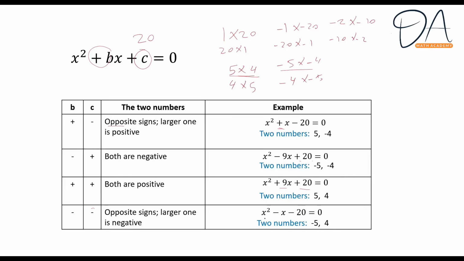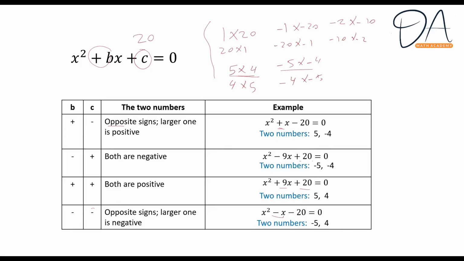Here we have an example, x squared minus x minus 20 equals 0. So you have minus 5 times 4 that gives you minus 20. And when you add them, minus 5 plus 4 gives you minus 1. So this just shows you what kind of numbers you're looking for based on the signs. Again, if you consider all possible combinations, that is fine. However, that could be a waste of time because you don't need all of the combinations. You need just a certain type of combination.